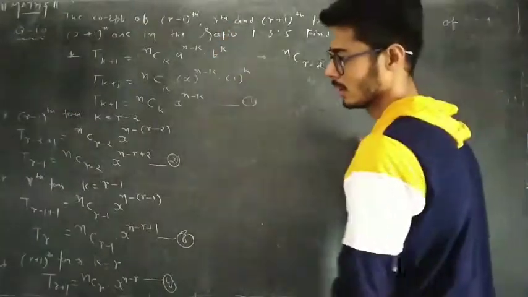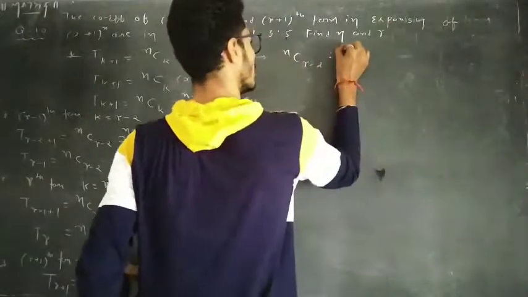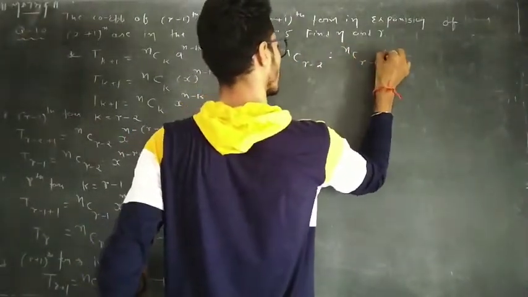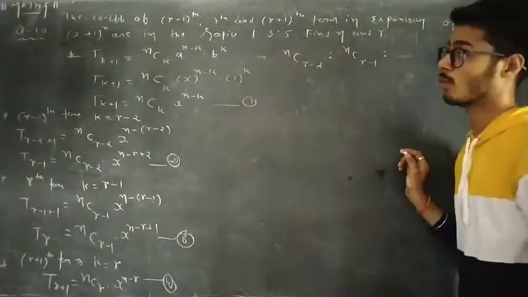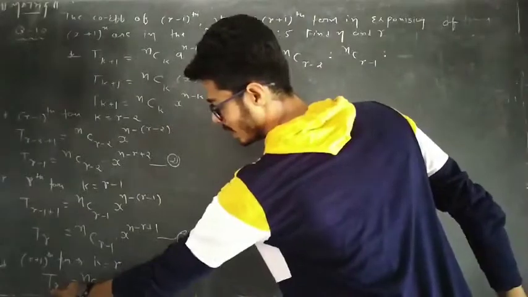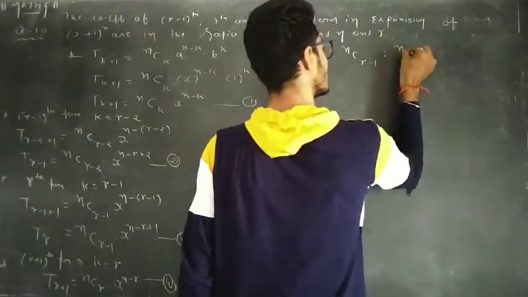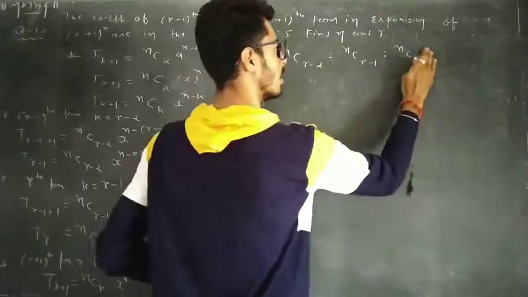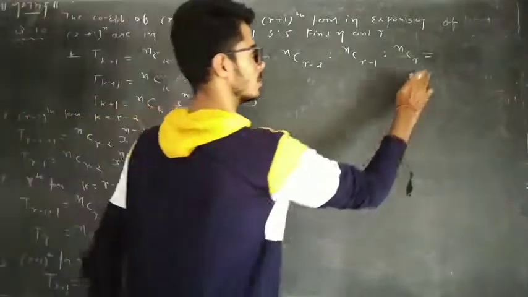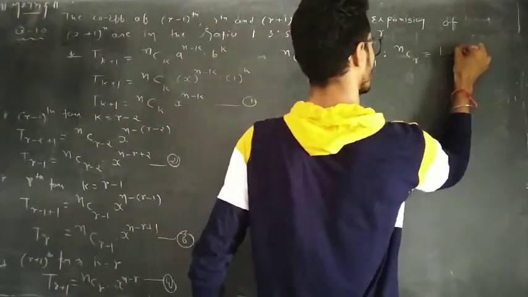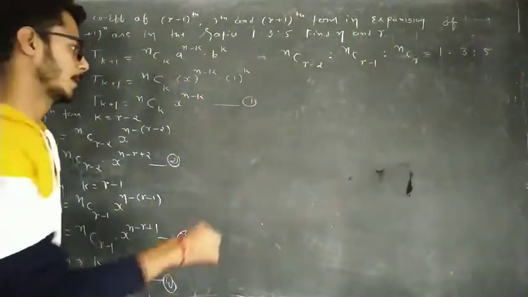Then we go for r. The coefficient of the r term is nC(r minus 1). Third is the r plus 1 term, and its coefficient is given by nC r. So these are in the given ratio 1:3:5. Taking the ratio individually, two at a time.